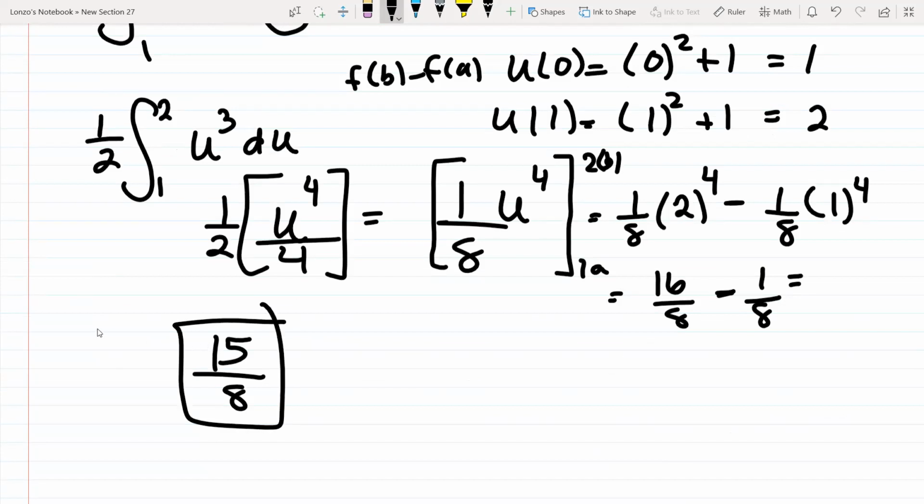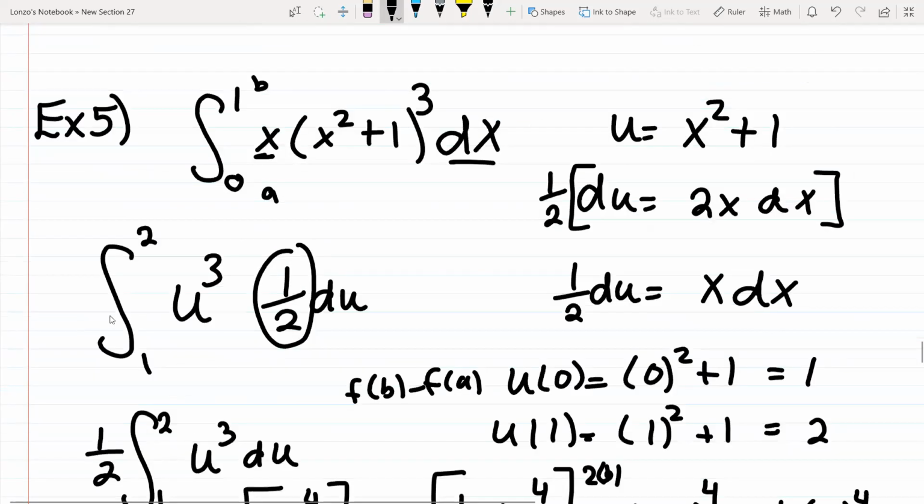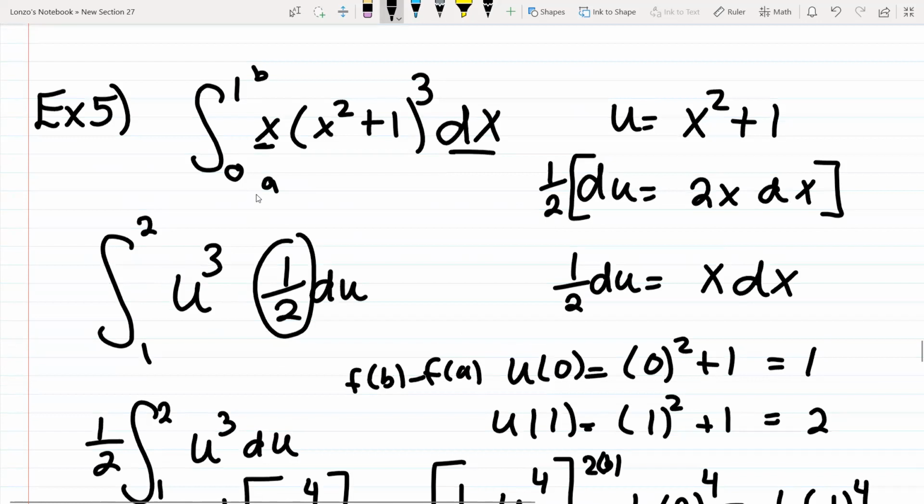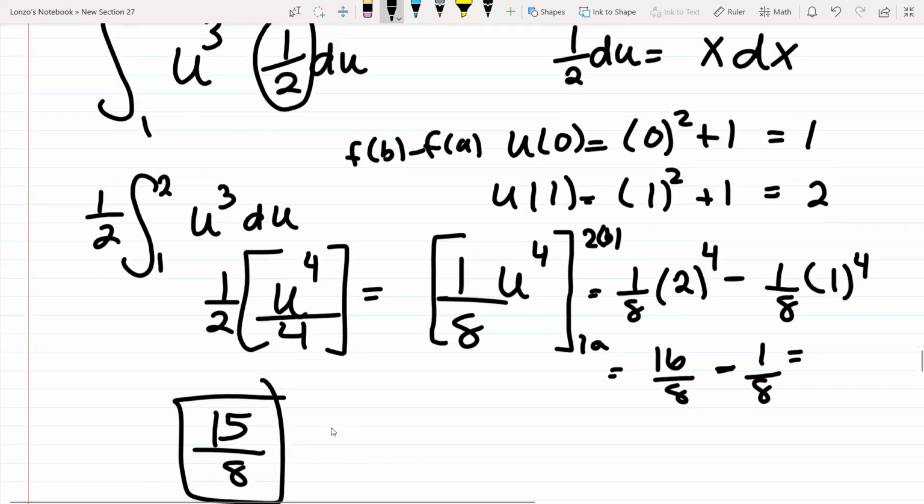And this, you don't have to do it this way. You could have just used the old boundary and then plugged in your u and then done the fundamental theorem. Either way, both will work, but this is almost like a shortcut. Okay, let's move on to example 6.